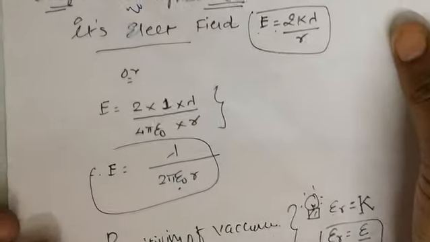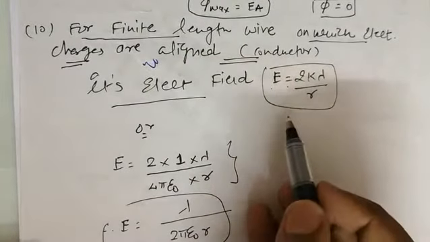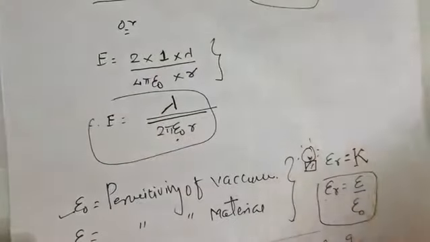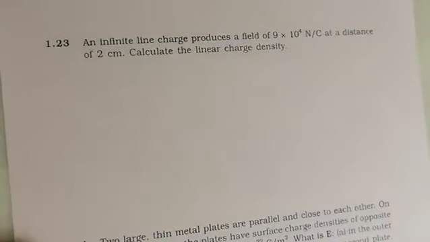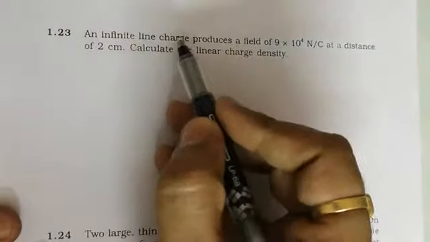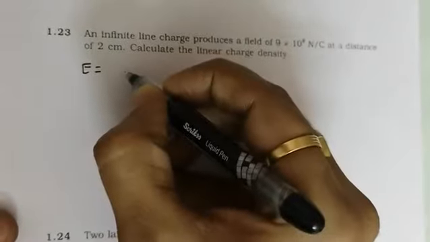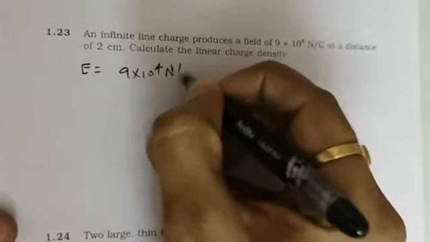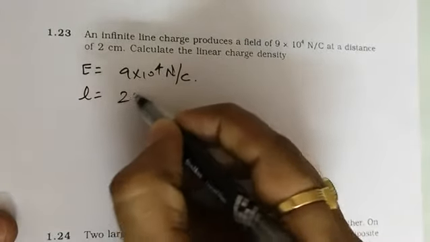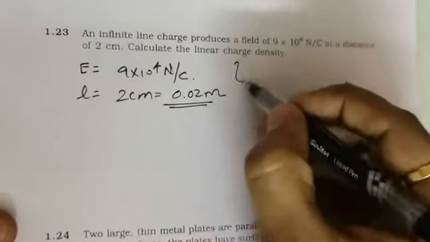Again, looking at this formula, for the finite length wire our electric field is 2kλ by r. We have modified it in terms of λ by 2πε0 r. Again, this term tells us that an infinite length line charge produces the electric field E equal to 9 × 10^4 Newton per coulomb, and our distance is 2 centimeter, 0.02 meters. We have to find it out.